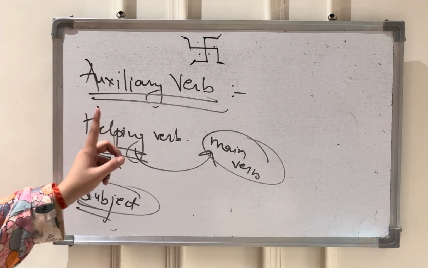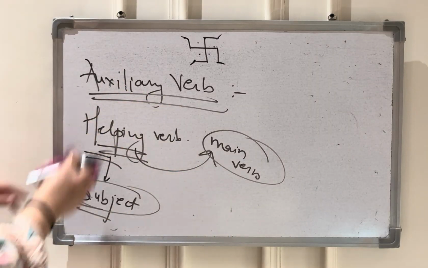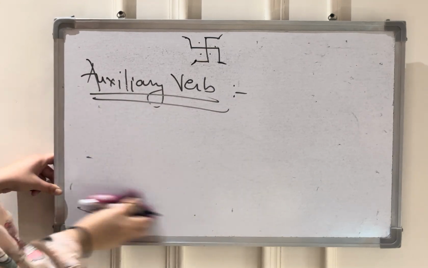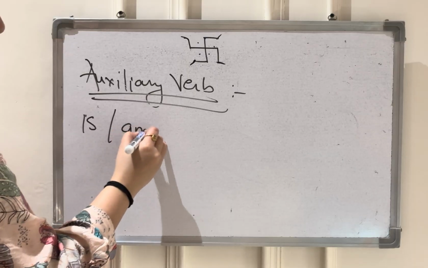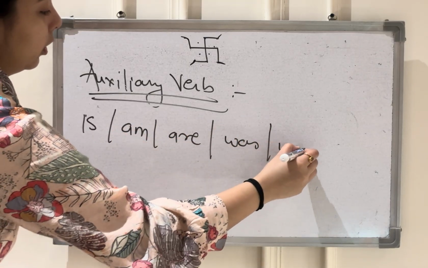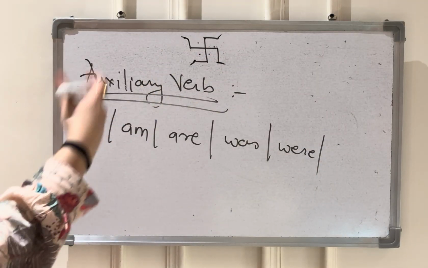We need to understand that a helping verb, meaning an auxiliary verb, is always helping the main verb. Understood? So now we'll understand what the auxiliary verbs are. My first auxiliary verbs will start with is, am, are, was, were, and have, has, had, and will. We will do that later.